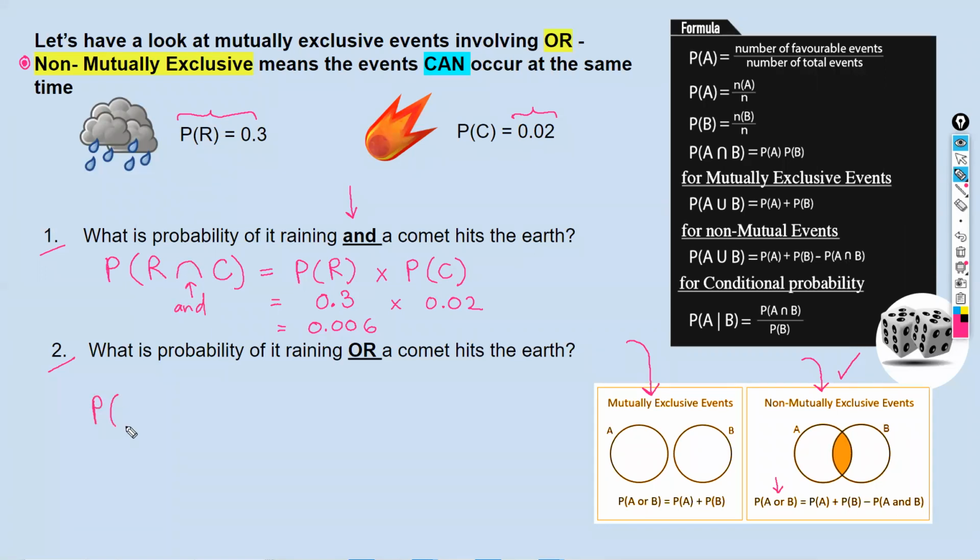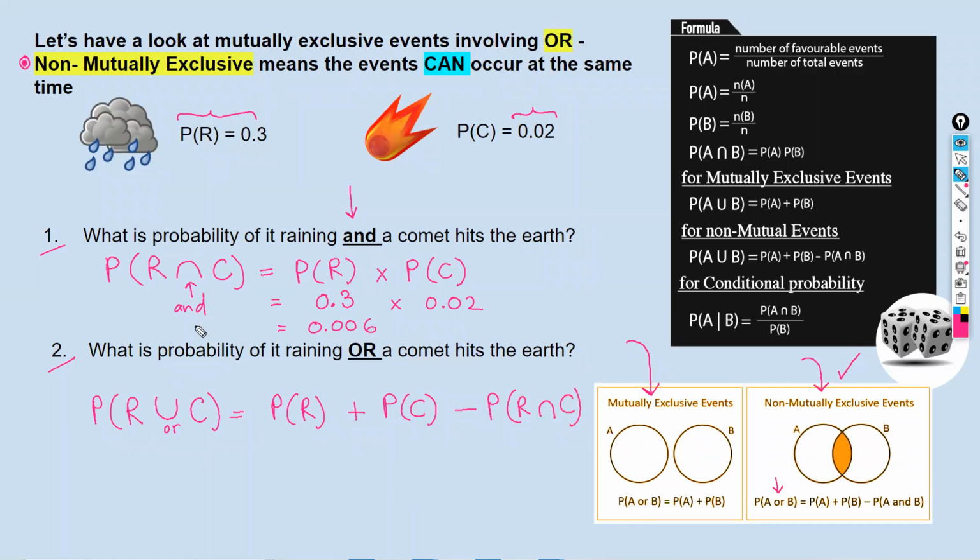So if they want to know the probability that it will rain, or you have to use this symbol, the U, or a comet hits Earth. And the formula for that, you're seeing it down here, they just replace the A's and the B's with the R and the C, right? It's the probability that it's raining plus the probability that it's a comet minus the probability of what? It rains and a comet hits Earth.